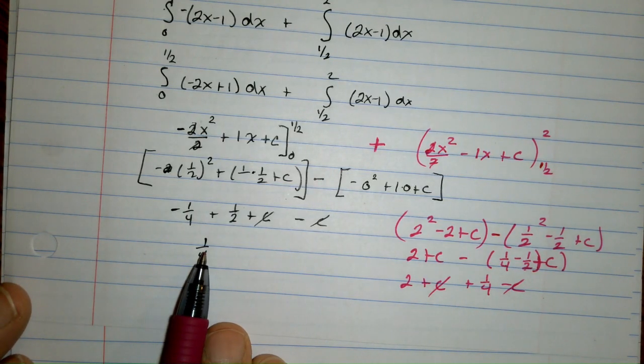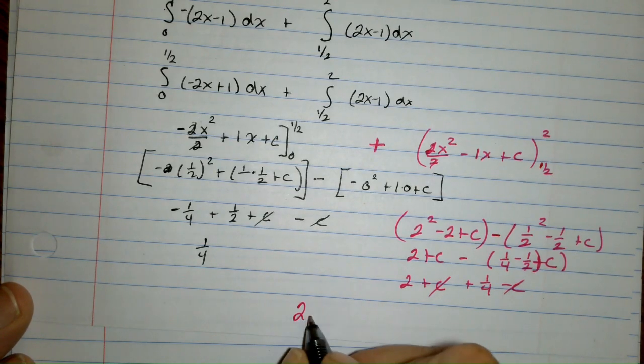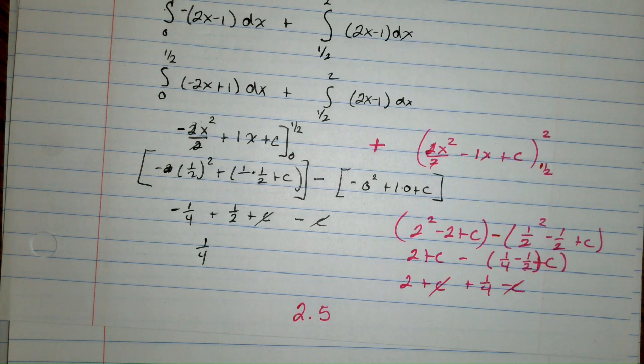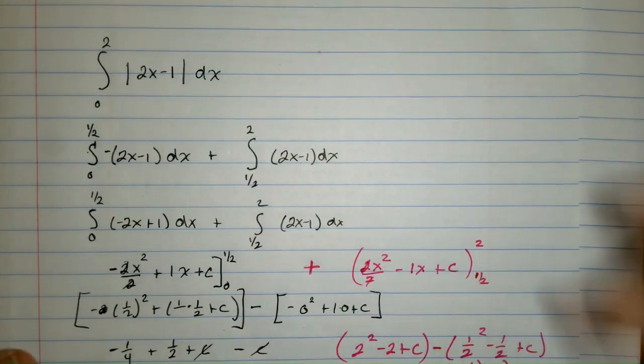So the 1/4 from the first one plus the 2 1/4 from the second one gives us an overall area under the curve of 2.5. And if you noticed, all the plus c's ended up canceling out. So let's look at that as an actual area, okay?